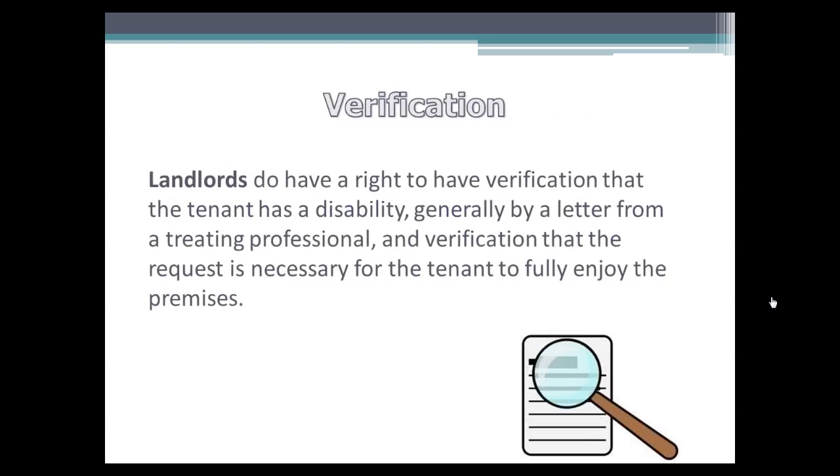Landlords do have a right to ask the tenant to provide verification that the accommodation or modification is necessary for the individual to have full enjoyment of the premises, if the disability is not obvious. Generally, this proof can be provided by a letter from a treating professional and verification that the request is necessary for the tenant to fully enjoy the premises.